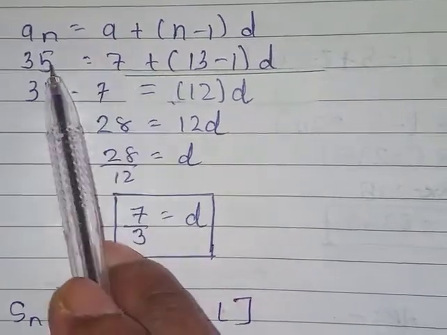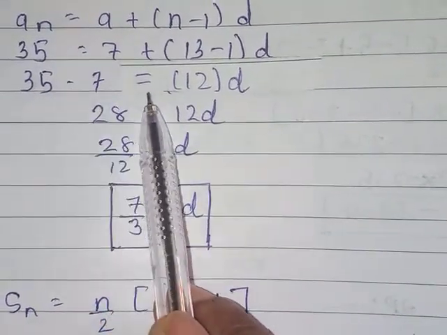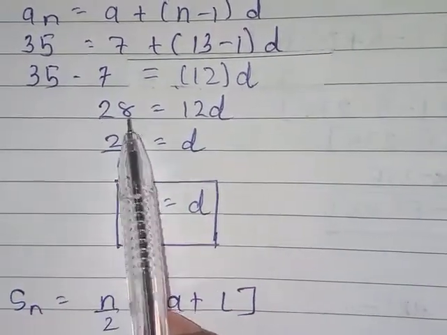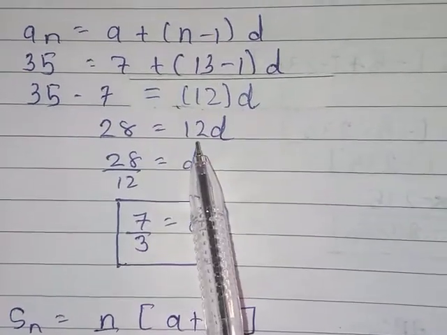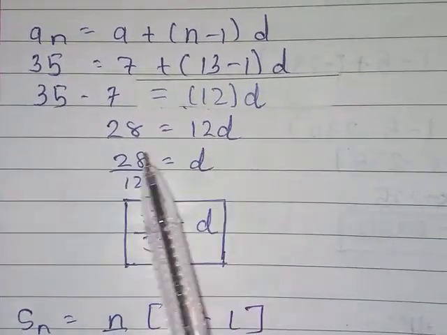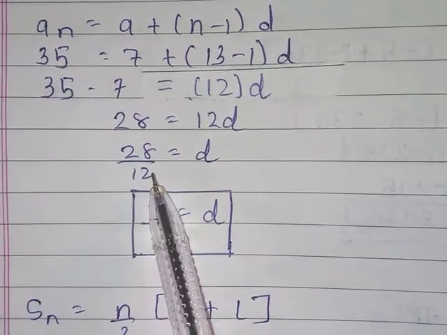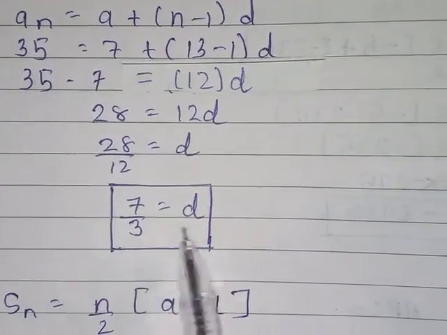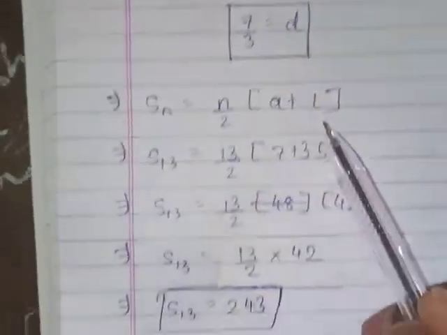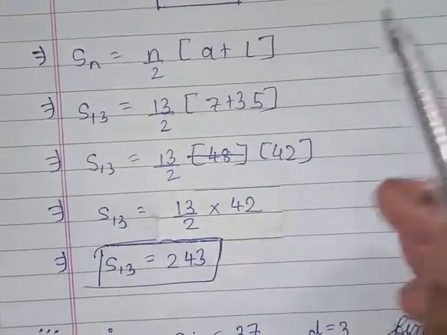13 minus 1 is 12. So 7 goes this side, so 35 minus 7 is equal to 12D. So it is 28, 28 is equal to 12D. So D will divide it, 28 divided by 12. So D is equal to 7 by 3.